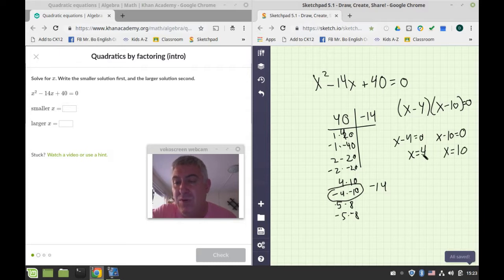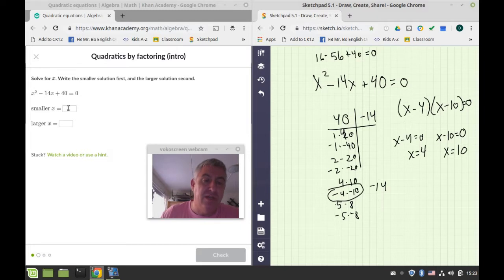I'm going to go ahead and plug 4 back in there to make sure that works. 4 squared is 16. 4 times 14 is 56. Plus 40 equals 0. Okay, so 4 is correct. So I probably got that one right. Just do a quick check. Always do a quick check. So it asks me to write the smaller number first. The smaller number here is 4, and the larger number here is 10.